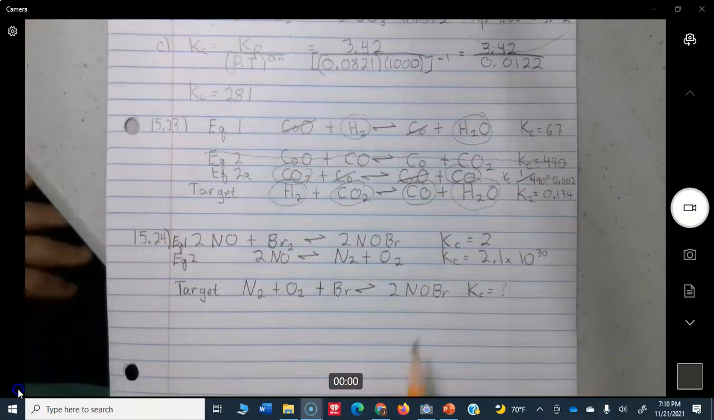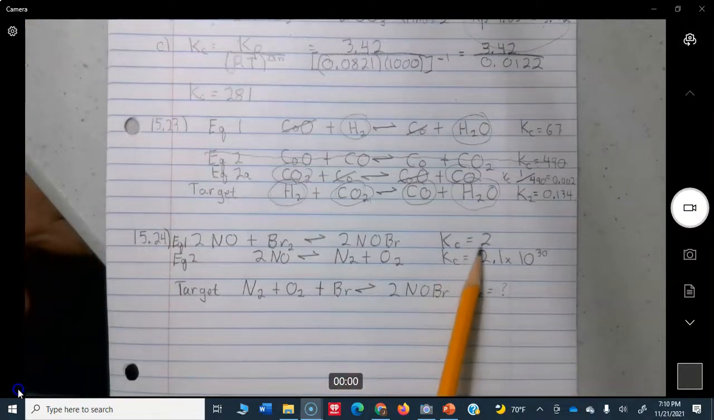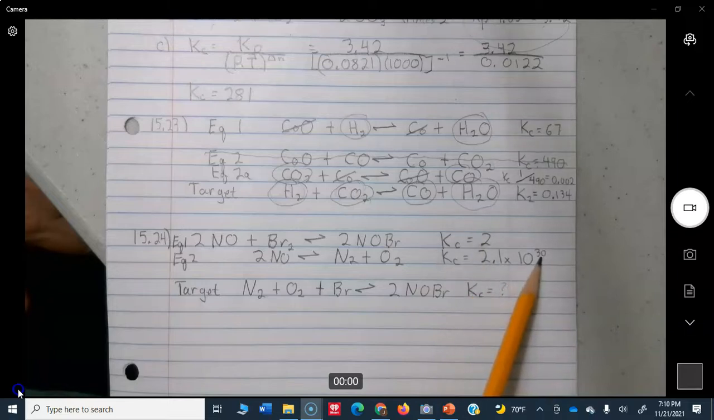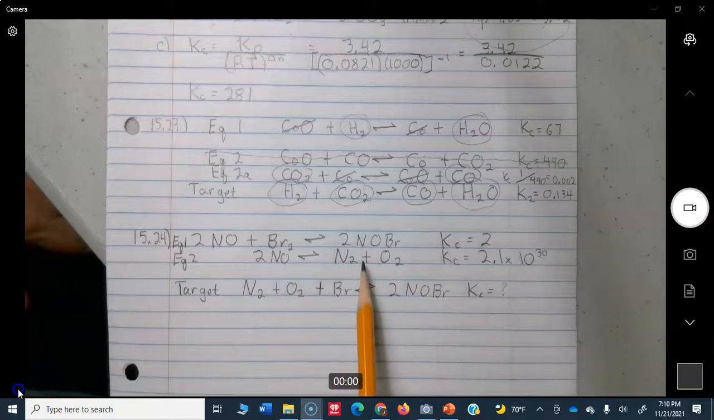Okay, just a couple of comments about this. This Kc of 2 means a fair amount of the reactants are going to go to products. Maybe half and half, not exactly half and half, but somewhere like that. But look at this Kc. That's a crazy big number. That means it's almost virtually going to go entirely from reactants to products, almost to the point where you would say it's not even an equilibrium.